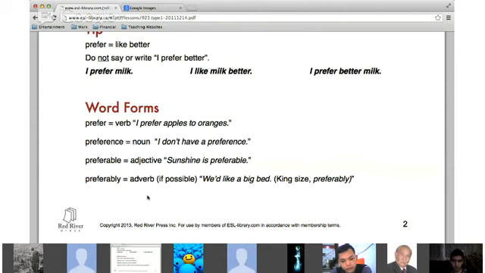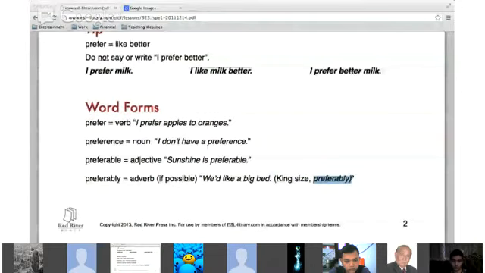Now, preferably here means if possible. It's king size if possible. All right. What would you like to eat? A cheeseburger or a bacon cheeseburger? Well, I'd like any kind of cheeseburger. Bacon cheeseburger, preferably. All right, if possible. Okay, that's what that would mean. Any questions so far, class? No. Okay, good.